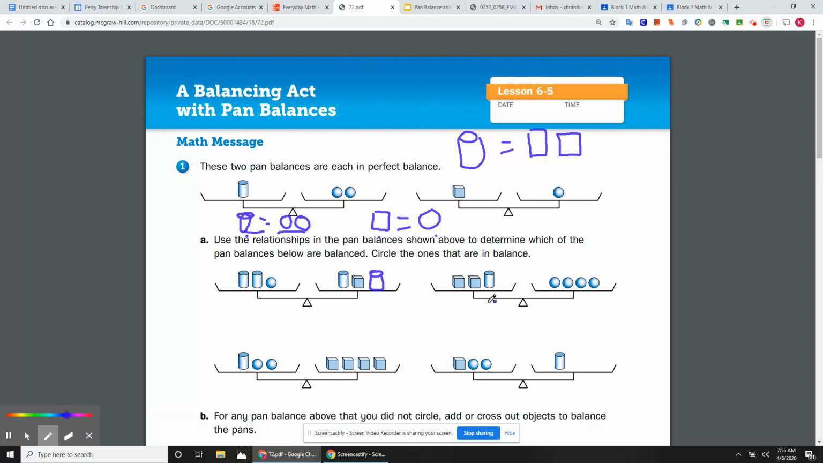If we look at the second one, in terms of spheres, the right side is 4 spheres. We know that 1 cube is a sphere. We have 2 spheres, and a cylinder is 2. So that would be 4 spheres on the left and 4 spheres on the right. So those would be equal to one another. We're going to circle that one.